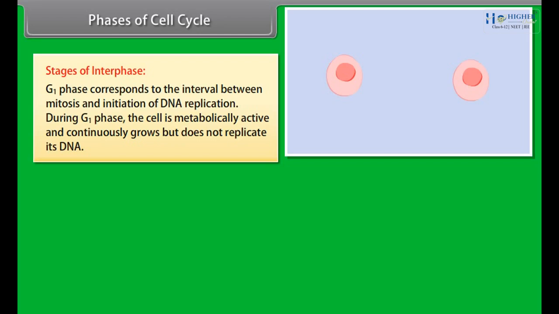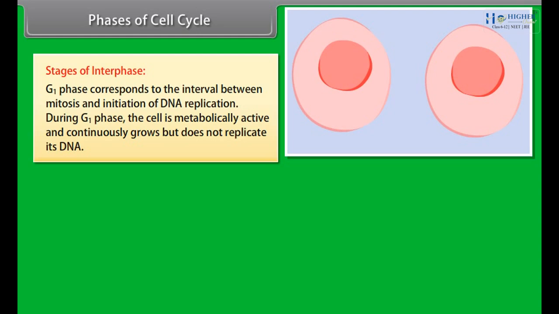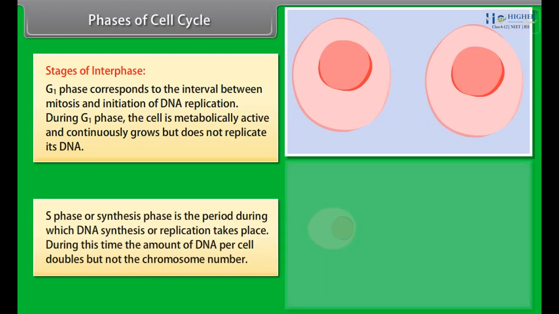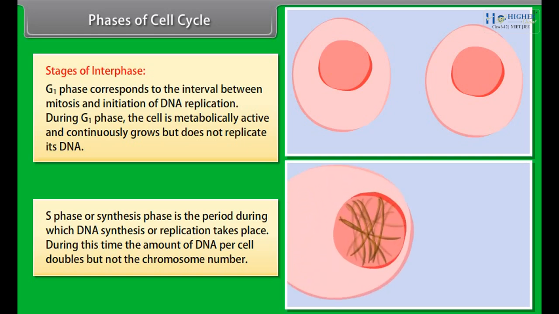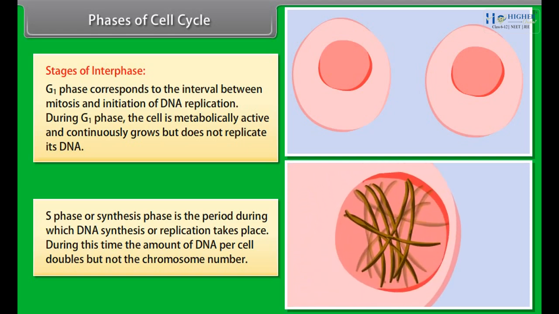Stages of interphase. G1 phase corresponds to the interval between mitosis and initiation of DNA replication. During G1 phase, the cell is metabolically active and continuously grows but does not replicate its DNA. S phase or synthesis phase marks the period during which DNA synthesis or replication takes place. During this time, the amount of DNA per cell doubles but not the chromosome number.